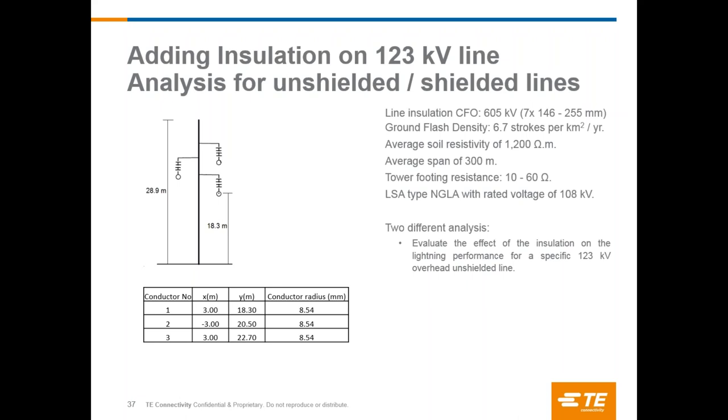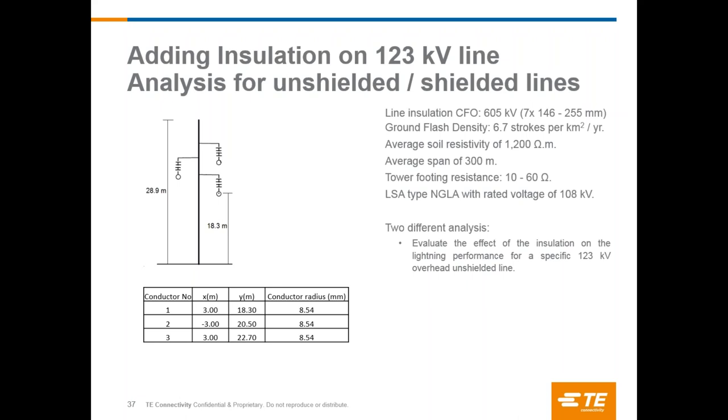The line insulation critical flashover is 605 kV, considering 7 insulators with pitch 145 mm and diameter 255. Ground flash density, considering this analysis, is 6.7 strokes per square kilometer per year. Average soil resistivity is 1200 ohm meter. Average span is 300 meter. Tower foot resistance changes from 10 to 60 ohms.